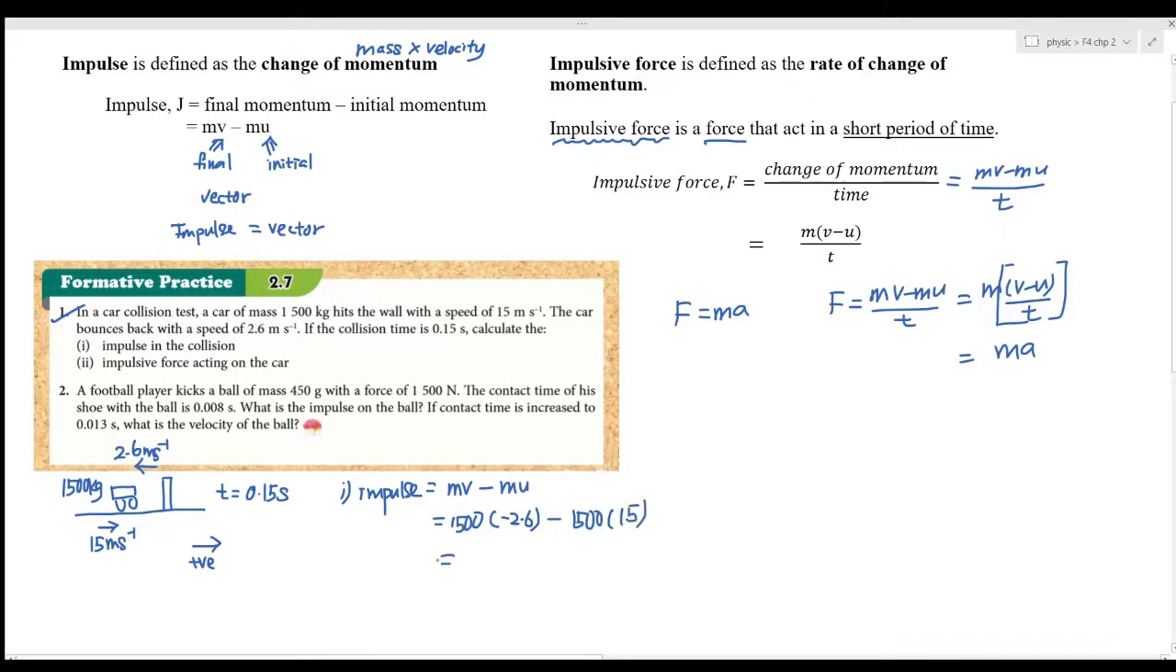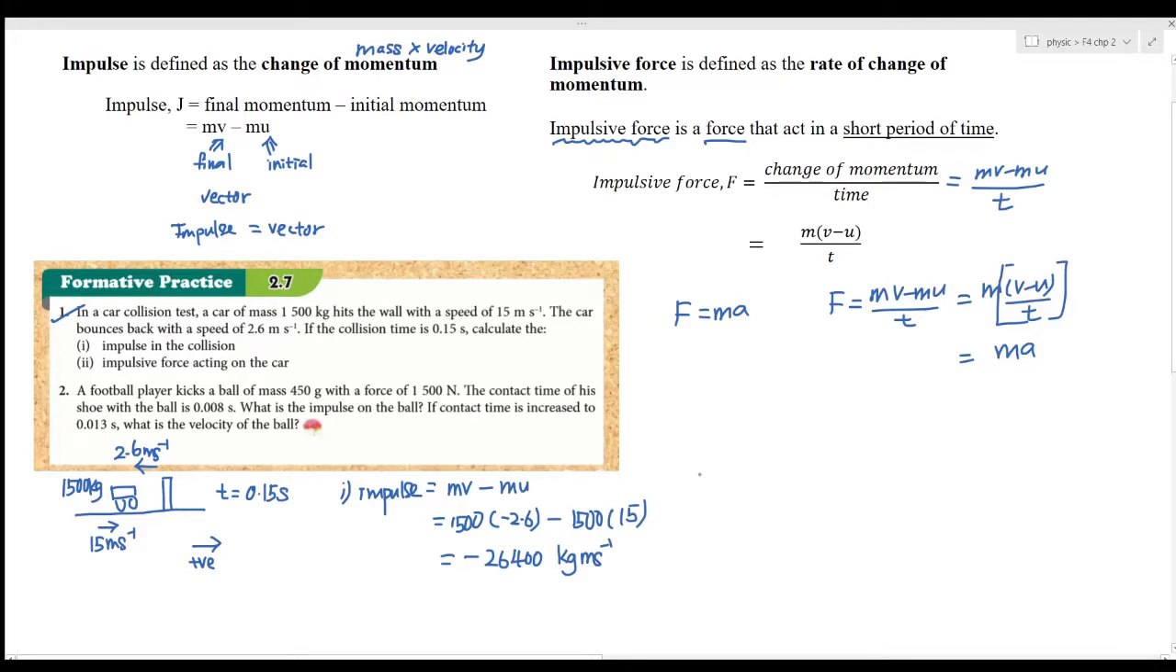So after that, we can calculate. It is negative 26,400. The unit for impulse is mass times velocity, kg meter per second.